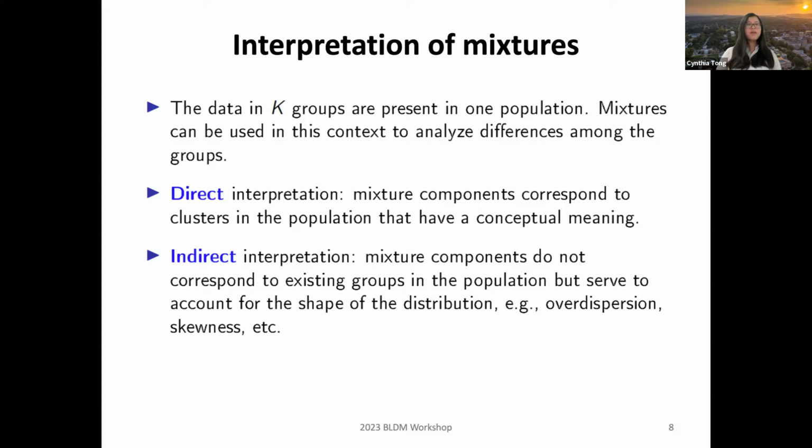Okay. And for indirect interpretation, in that case, mixture components do not correspond to existing groups in the population, but they only serve to account for the shape of the distribution. For example, the shape of the distribution may be really skewed, or there may be over-dispersion. So in that case, a mixture model can really help us fit the best shape of the data, and that can also be used as a robust technique.